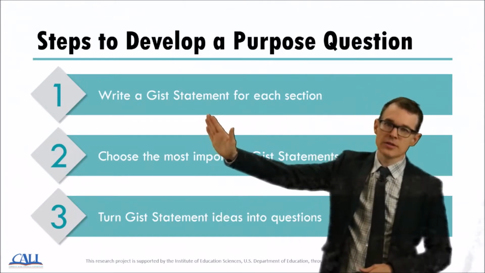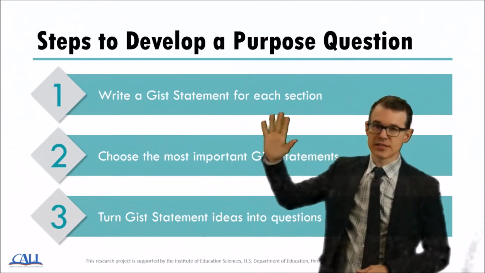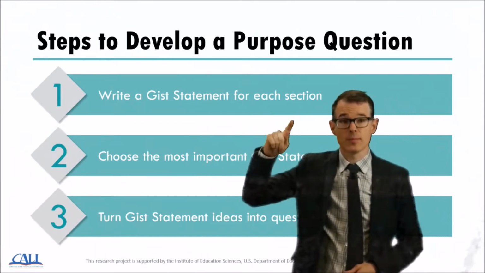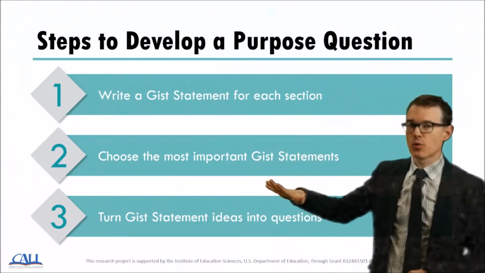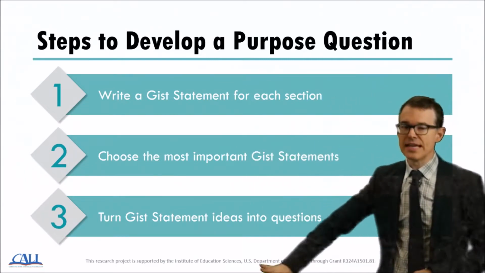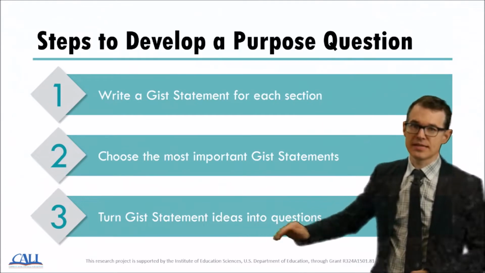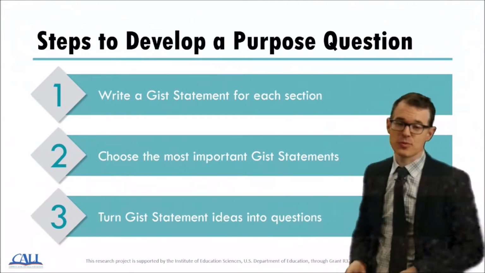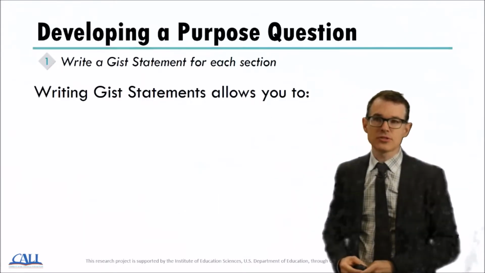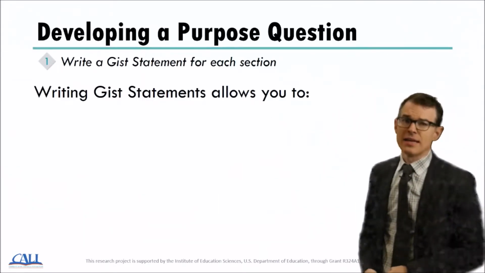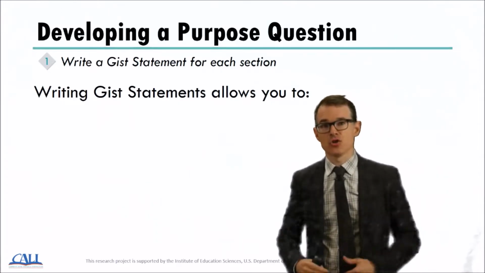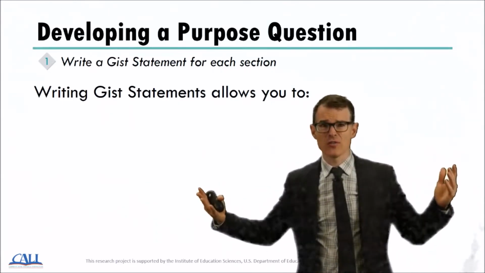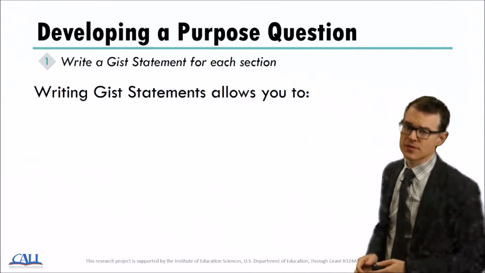The first thing you want to do is to write gist statements for each of the sections in the text. This is what you're going to do as part of your planning. Then choose the most important ones from all of those, and finally take those and turn those gist statement ideas into the questions that you will then use to create a single purpose question. So why would we start with writing the gist statements? Well, because it can be annoying. Like, we're basically asking you to get the main idea for all the sections yourselves before you actually do that with the students.